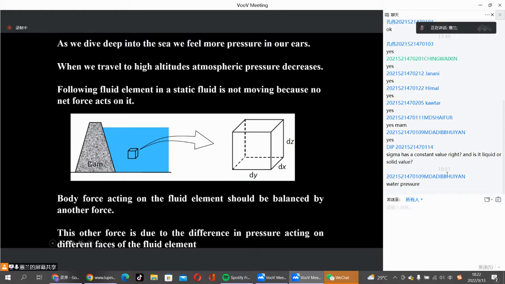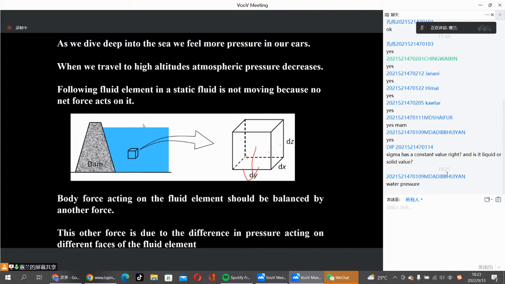So for example, if we have a fluid element and we draw the FBD, there will definitely be a body force, that means the fluid weight or the gravitational force. But because it's static, that's for sure it should be balanced by another force. This force is actually the pressure force. This force is due to the difference in pressure acting on different faces of the fluid element. This is what we will learn on Thursday.